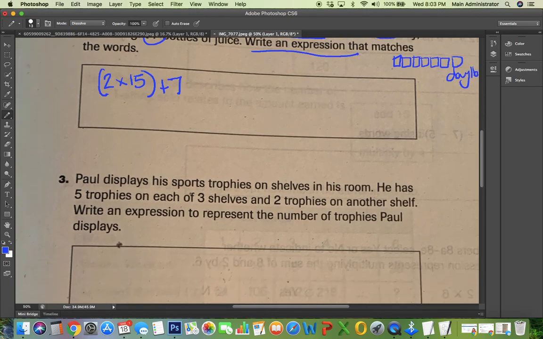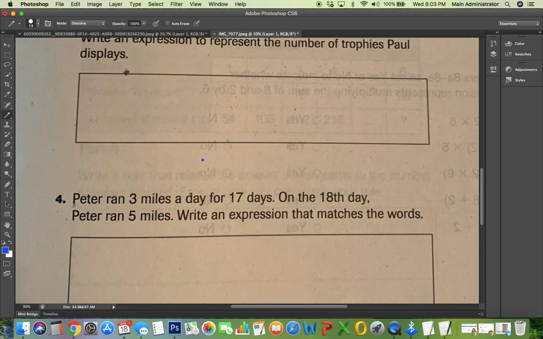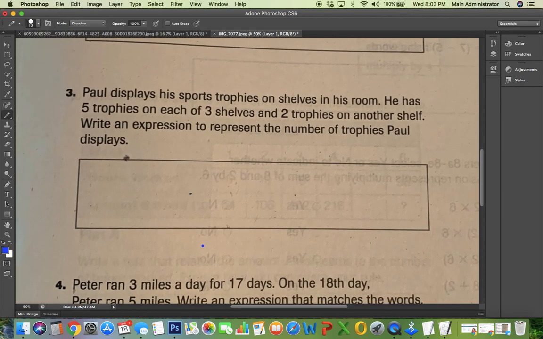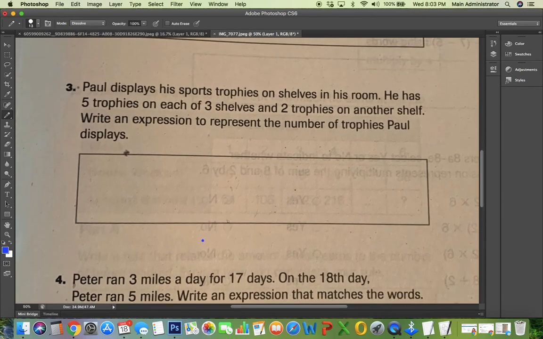Moving on to number 3. With number 3, it says, Paul displays his sports trophies on shelves in his room. He has 5 trophies on each of 3 shelves. Okay, hold on. So, let's get some shelves here. 3 shelves. I got 3 shelves here with 5 trophies.